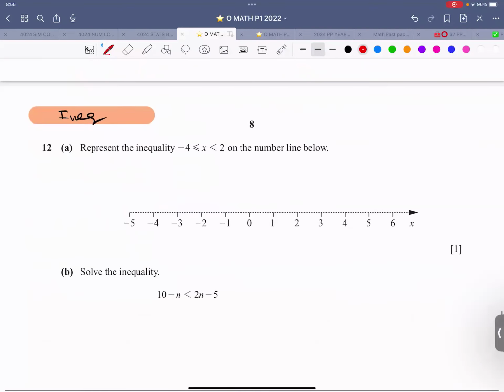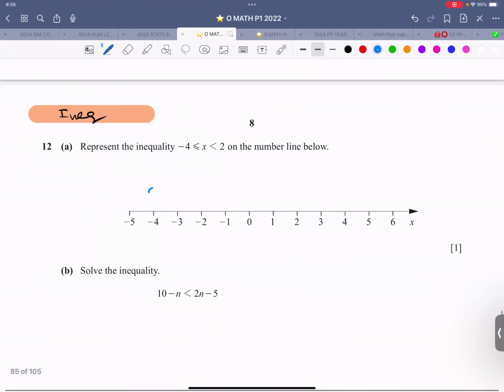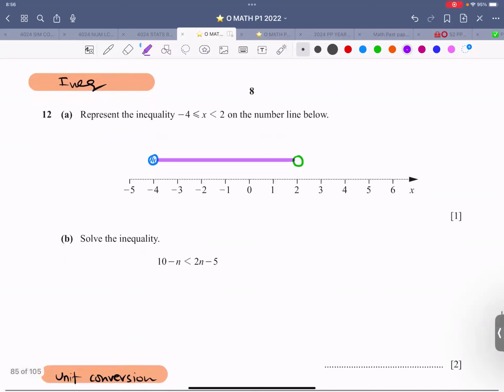Now, what is this question? It says represent the inequality on the number line below. So first of all, for -4, let me mark this value. So this is -4. That is a solid circle because this is inclusive. And 2, this is an empty circle, so leave it as it is. And then in between the two, draw a line which connects the two. So it goes like this. So that's how you represent it on a number line.